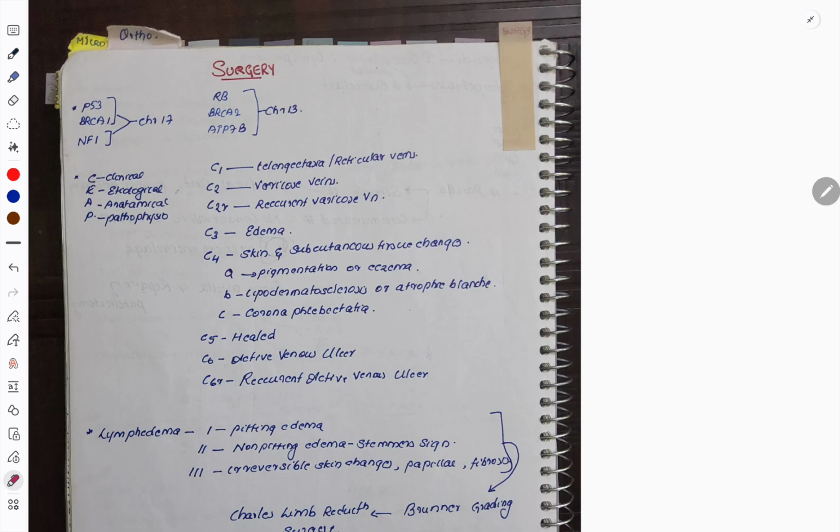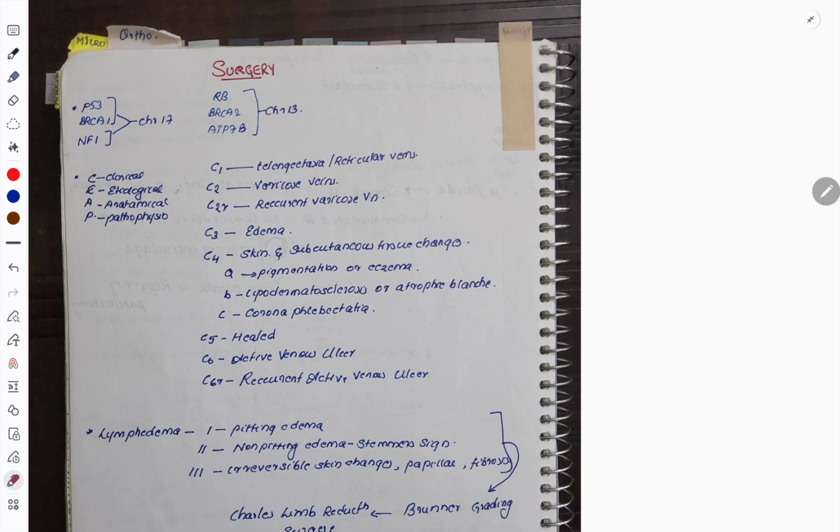C1 is telangiectasias or reticular vein. C2 is varicose vein. We also have C2R, which is recurrent varicose vein. C3 is E, always 3 is E, so it is edema. C4 is pigmentation. You have A, B, C. A is pigmentation or eczema, B is lipodermatosclerosis or atrophie blanche, and C is corona phlebectatica.